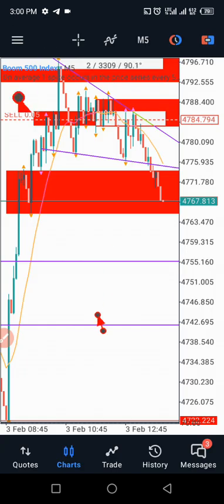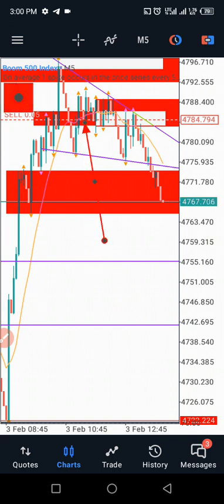So you can see that this was the first resistance and price broke out of it. Price came and tested here, so this resistance has now become support. Another support tested, another support tested, and then finally price broke out of it. So you can see that price has now tested back again, giving us another confirmation.